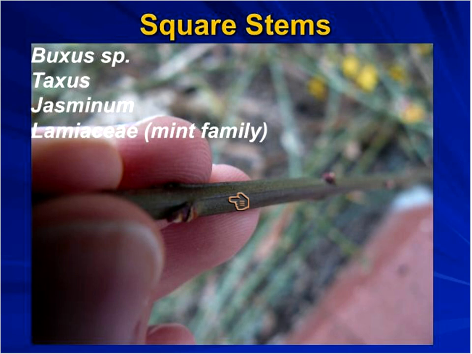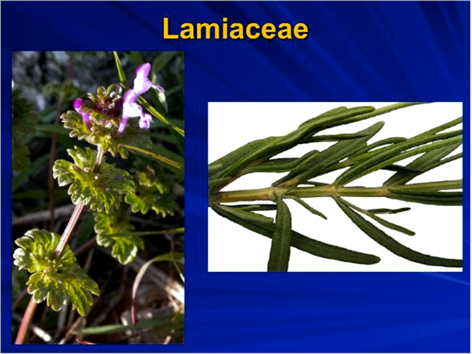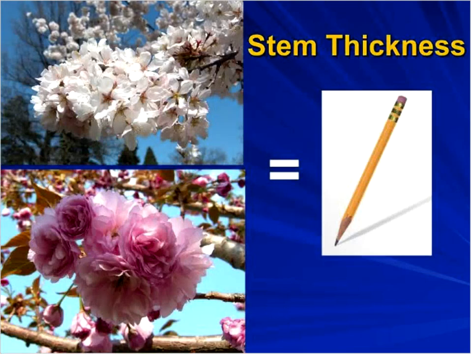But boxwoods, the taxus, the yews, jasminum, you can't really see that very well, plants in the mint family, Lamiaceae, all of our salvias. For example, think of coleus, those really distinct square stems. Another example of Lamiaceae, this is actually a henbit. It's a weed that you all have seen in your yards, I'm sure. Square stems. Here's rosemary with a square stem, all in the Lamiaceae family. So you can begin associating these plants together in like families.